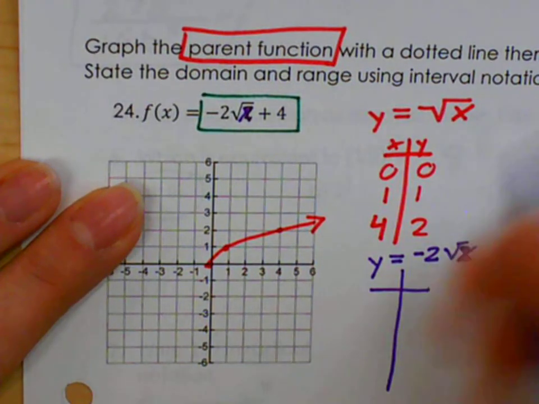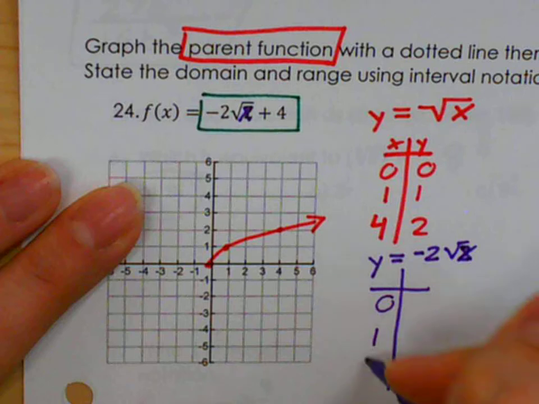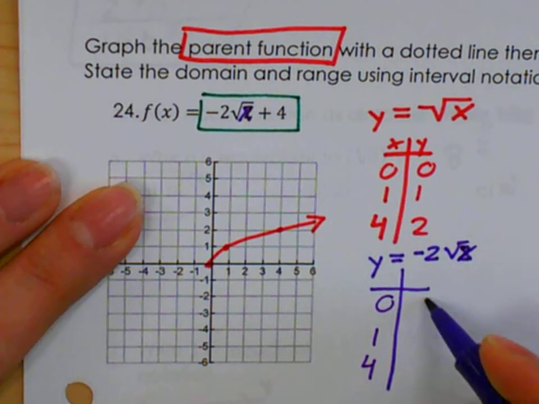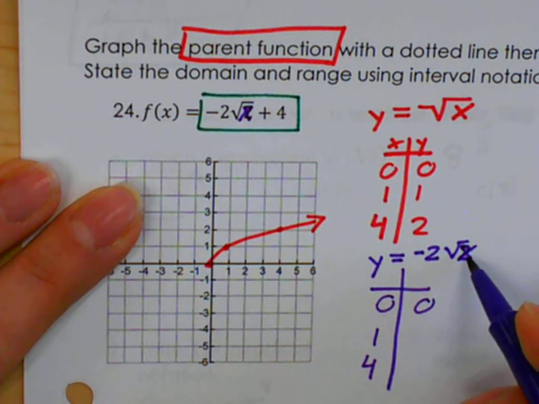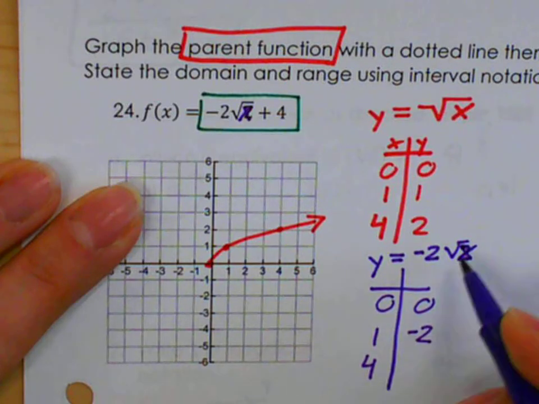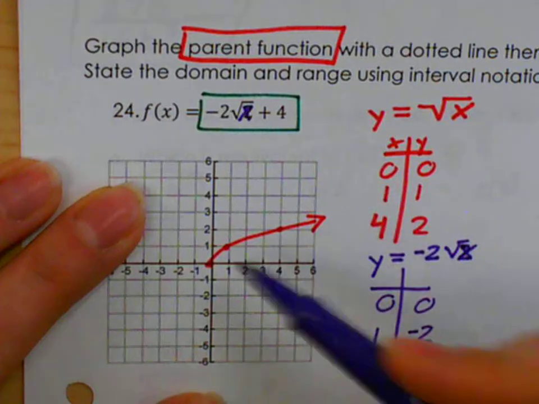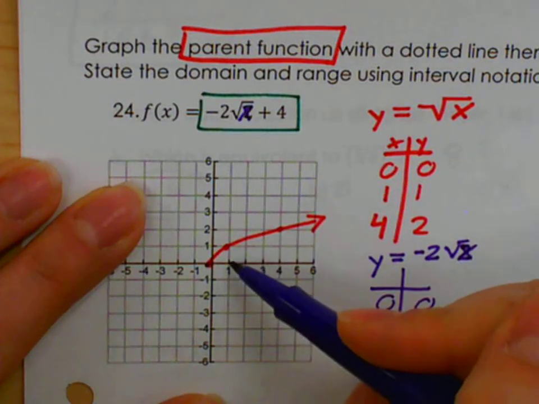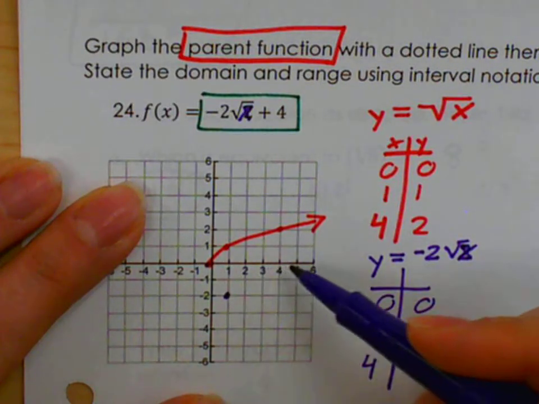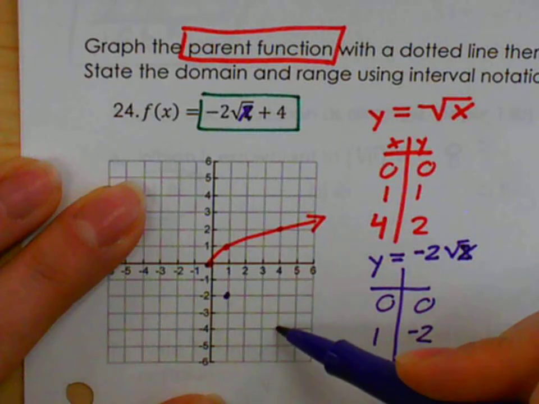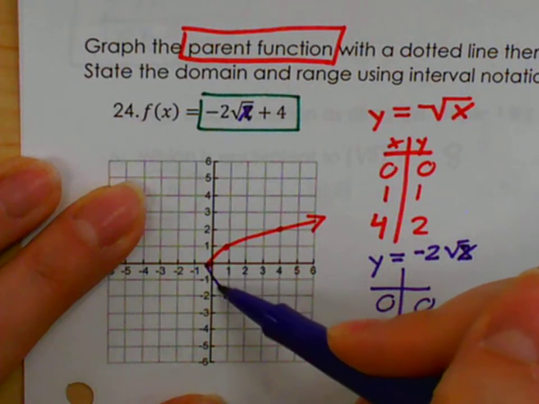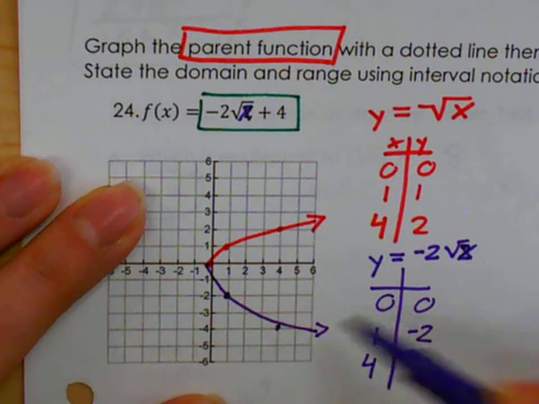So let's again pick some 0, 1, and 4. But this time when I put 0 in, I still get 0. But the square root of 1 is 1 times -2 is -2. Square root of 4 is 2 times -2 is -4. So this becomes 0, 0, 1, -2, and 4, -4. So these are actually my points that I'm going to end up moving.